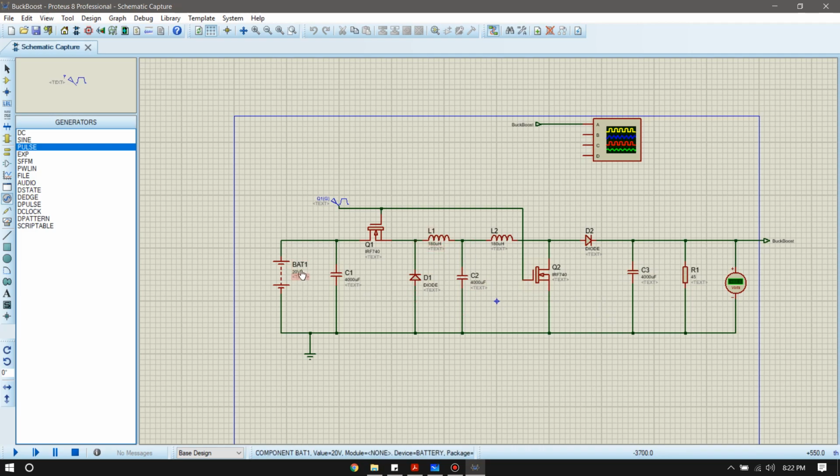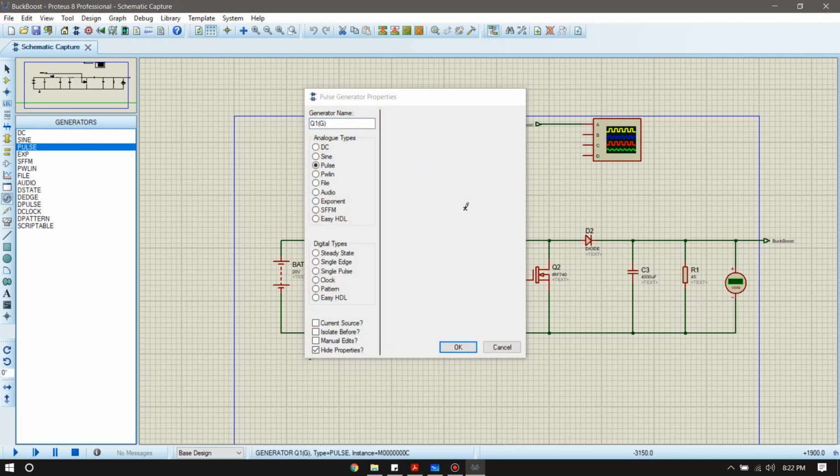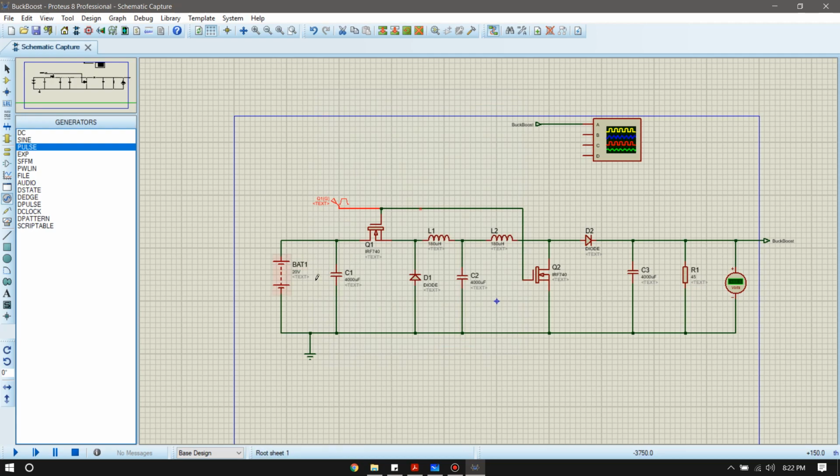Okay, so in this case we're using 20 volts, and if we have a duty cycle of 50%, right, pulse width of 50%, we should get around the same value of the input at the output, right? So let's run that and wait for it to go. Yeah, around 20.2 volts, so that is working well.